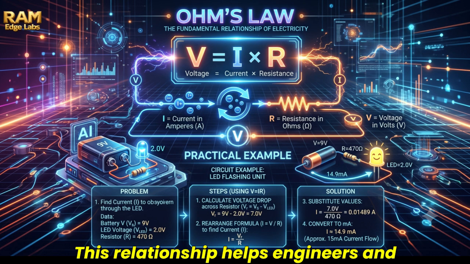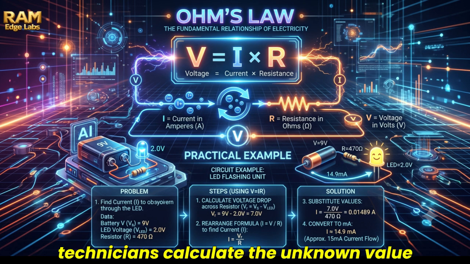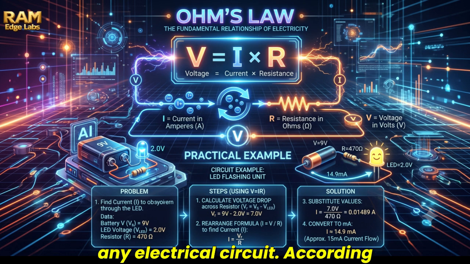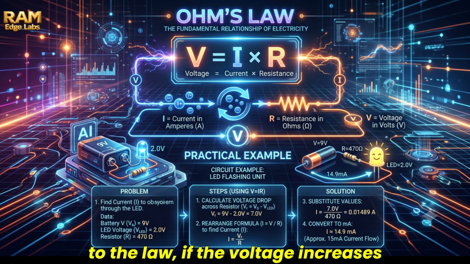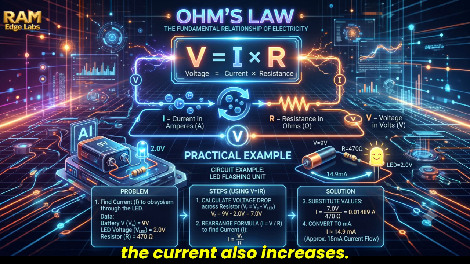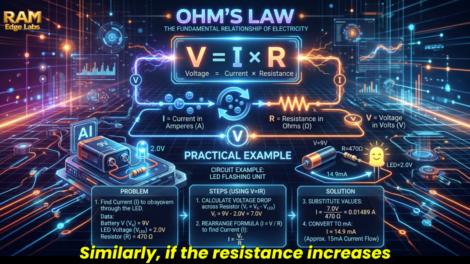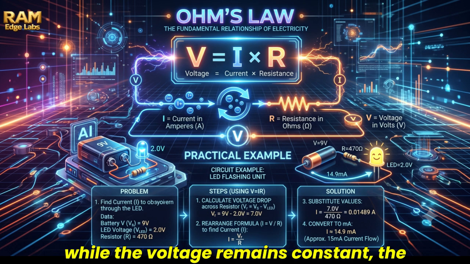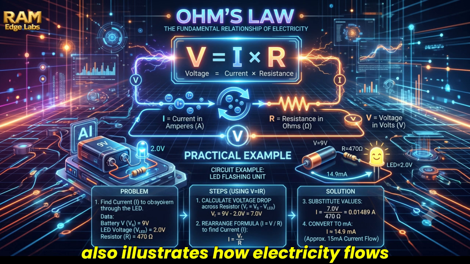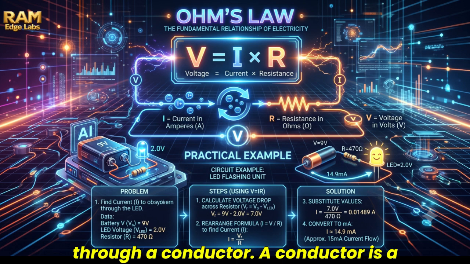This relationship helps engineers and technicians calculate the unknown value of voltage, current, or resistance in any electrical circuit. According to the law, if the voltage increases while the resistance remains the same, the current also increases. Similarly, if the resistance increases while the voltage remains constant, the current decreases. The image also illustrates how electricity flows through a conductor.